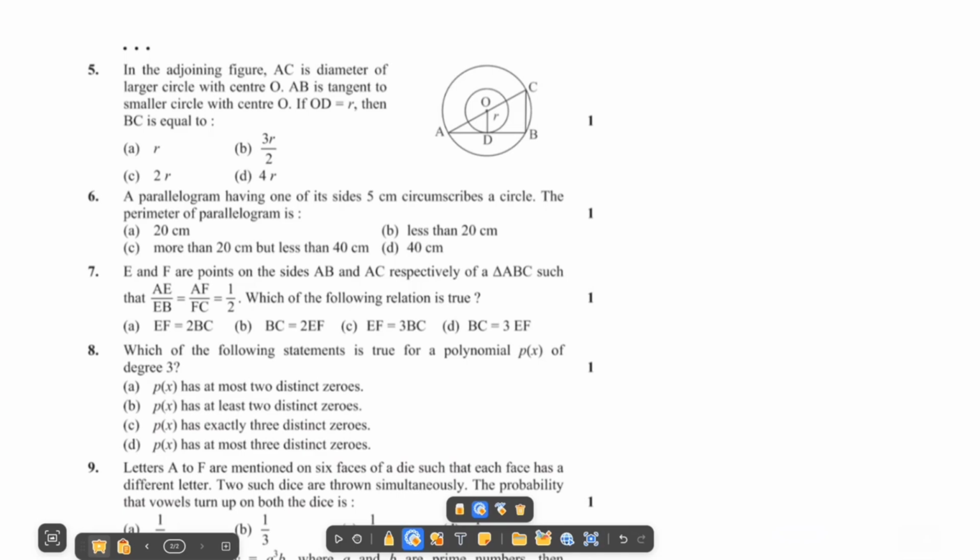So here the diameter of the larger circle is given, and the tangent of the smaller circle intersects the smaller circle at D, right? Now the radius of the smaller circle is also given, that is small r. Then we have to find the BC value, one of the sides of the larger circle. So let us zoom in here.